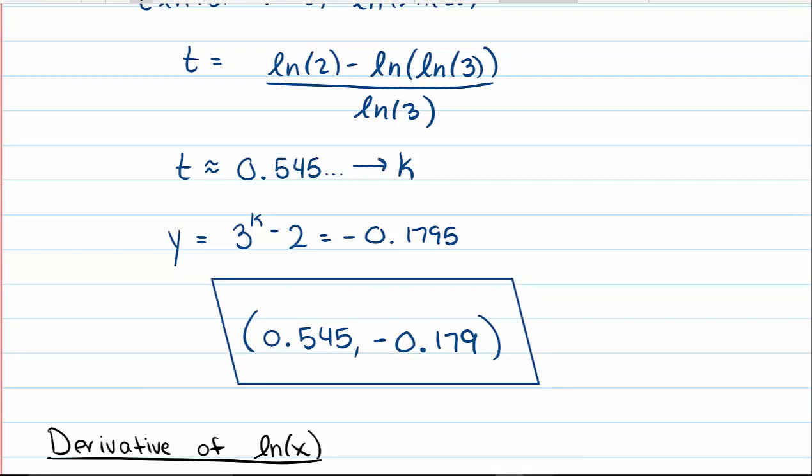And that's it. That's how you're going to take the derivatives of an exponential function in order to find the slopes of tangent lines, or the point on a curve where you have a certain slope.